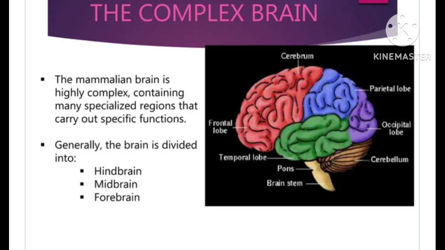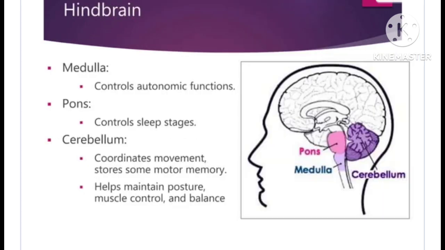The next one is the complex brain. The mammalian brain is highly complex, containing many specialized regions that carry out specific functions. Generally, the brain is divided into hindbrain, midbrain, and forebrain. So you can see here in this picture. Clear? So next one is, first we will discuss the hindbrain. So the medulla controls autonomic functions, the pons controls sleep stages, and the cerebellum coordinates movement, stores some motor memory, and helps maintain posture, muscle control and balance.